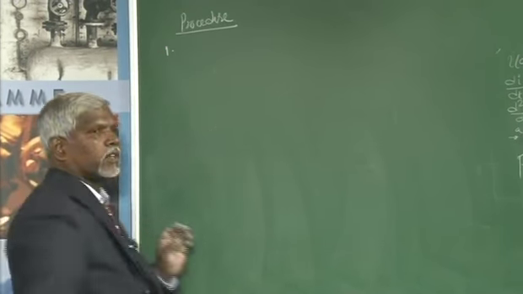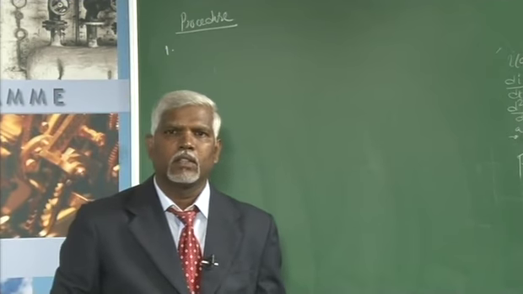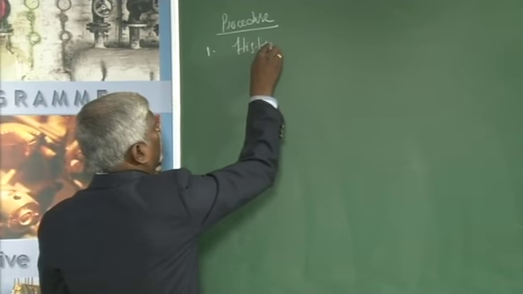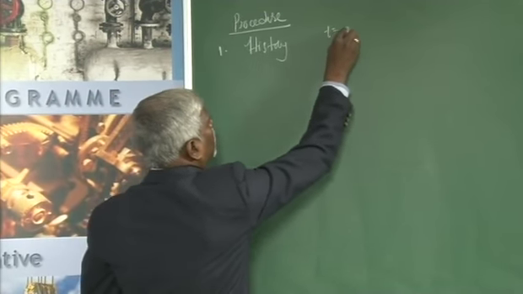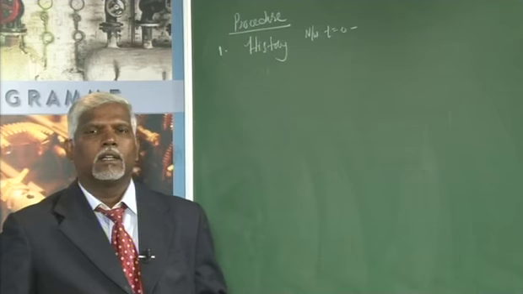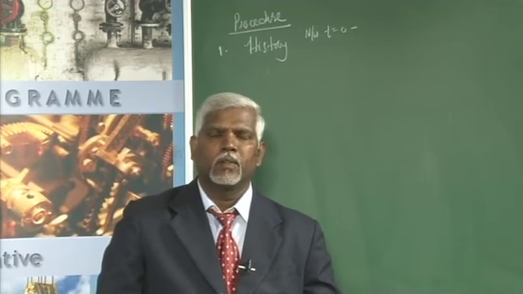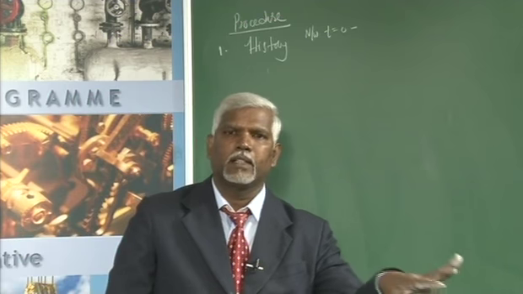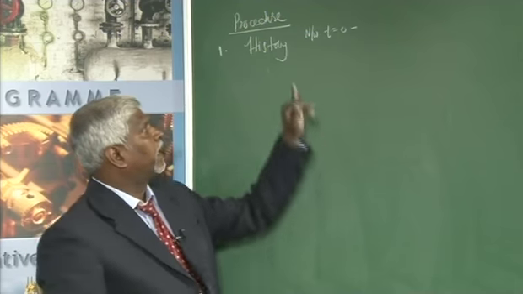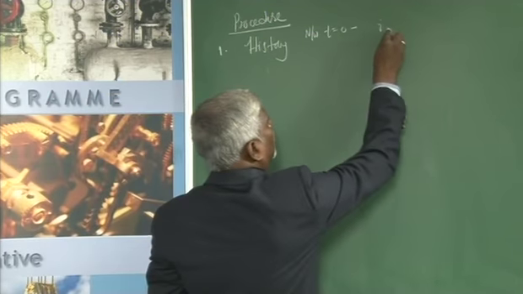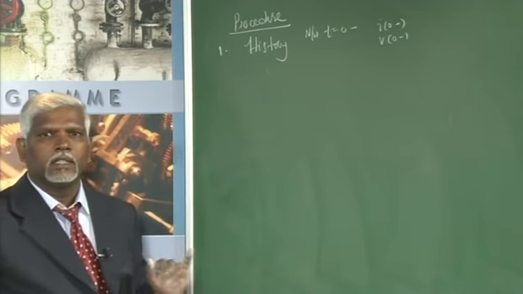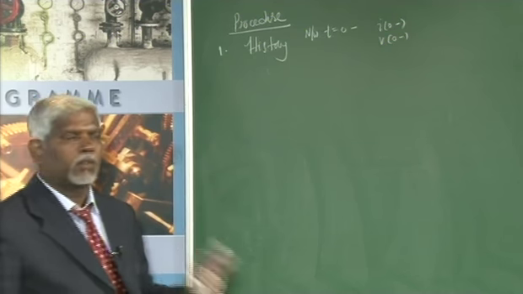First and foremost, you need to look at the history of the network. History plays a vital role. History means the network at t equal to 0 minus, that is, the current and the voltage before the switch operated. It can be a closing switch or an opening switch. So, find out the voltage and current at 0 minus, V at 0 minus and I at 0 minus. Keep this in one place.